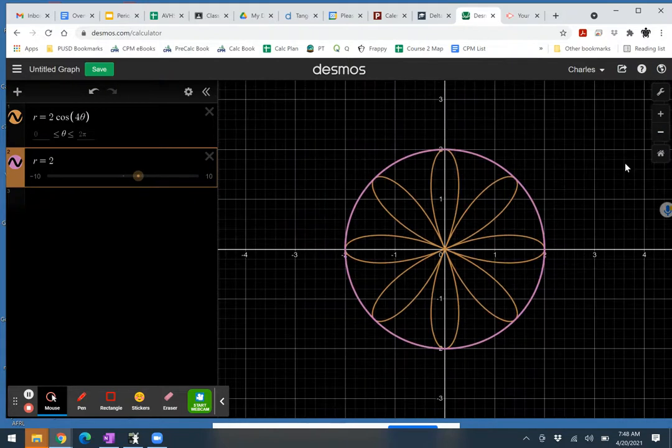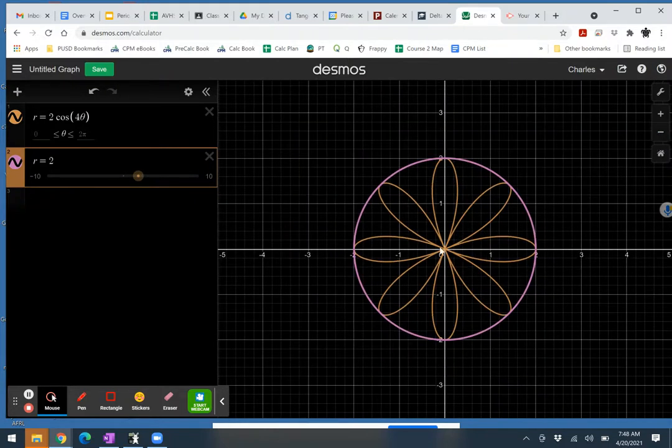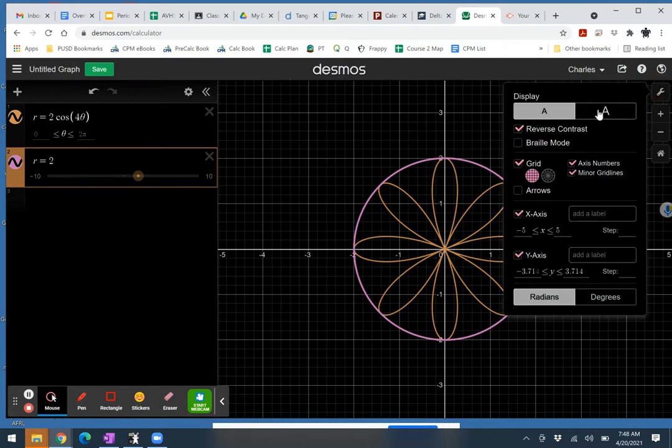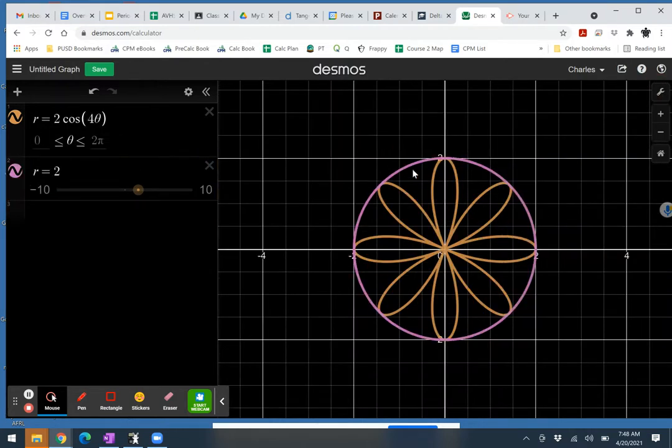So what I'm trying to find, let's say, is all the area that's outside this little rose petal. This is a rose with 8 petals because the 4 is inside of here. And that's outside of the flower, but inside of the circle.